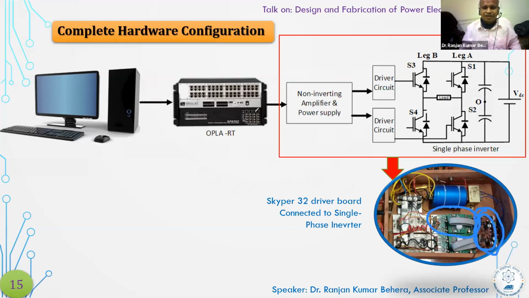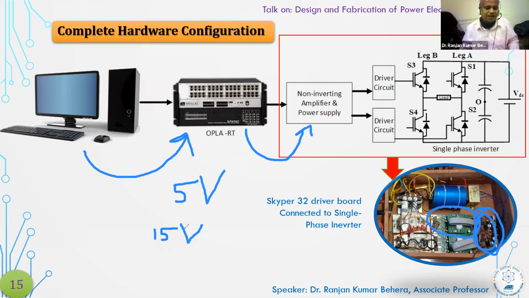And then how do we get the signal? We get it from the computer, we control this Opal-RT real-time simulator. From this, we get these pulses. So the pulse you get is 5 volt, okay? But this driver may be 15 volt.